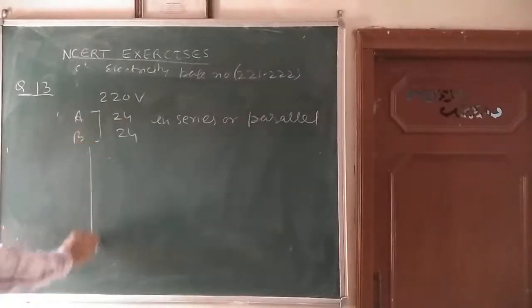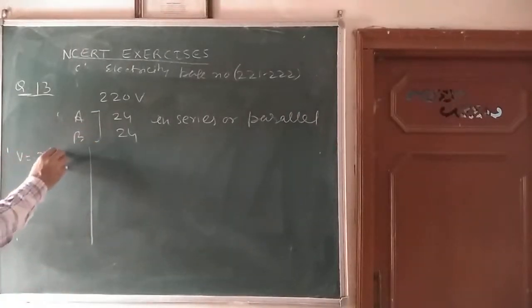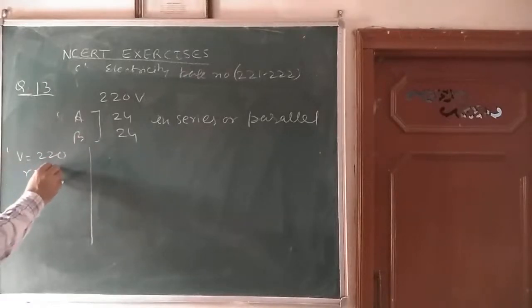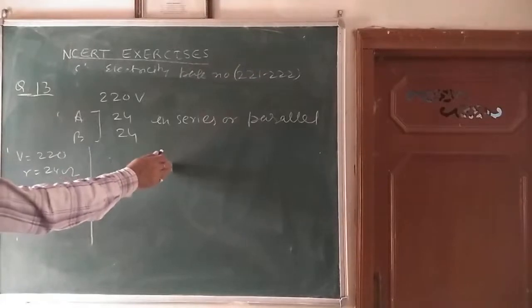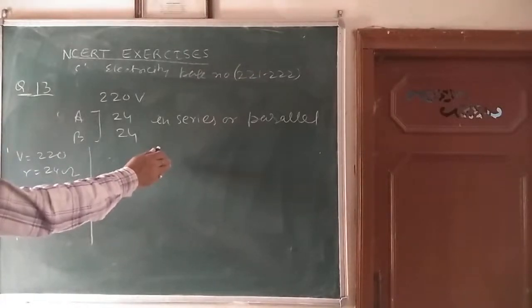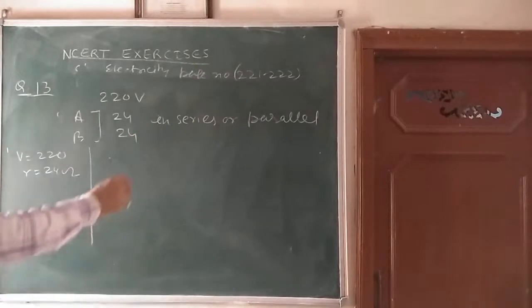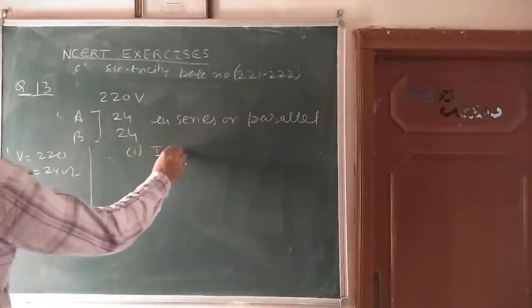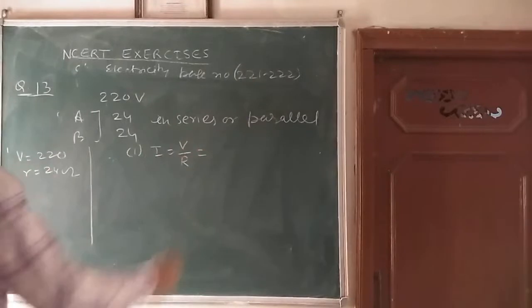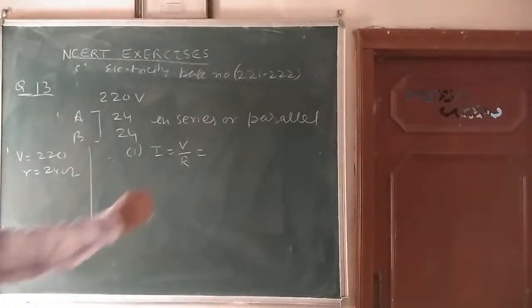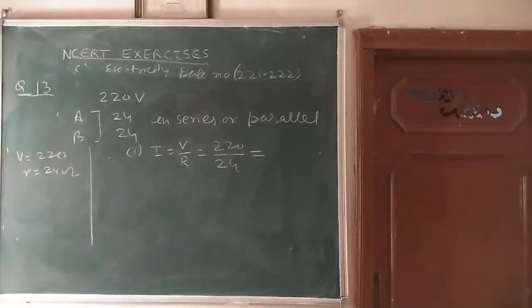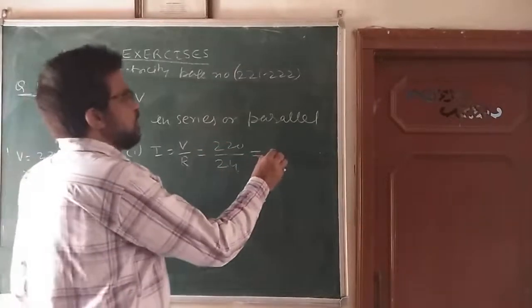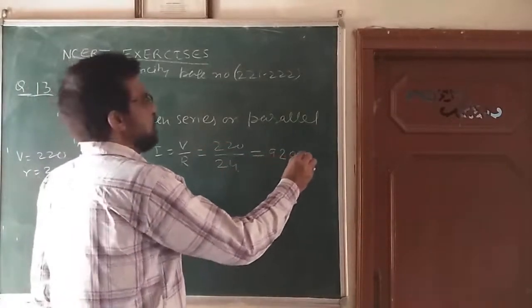Children, what are the things given to us? The potential here is 220 volt. Resistance of each coil is 24 ohm. When each of the coils A and B is connected separately, then current through each coil, first, I is equal to V by R. That is 220 divided by 24. Solve it. It is near about 9.2 ampere.